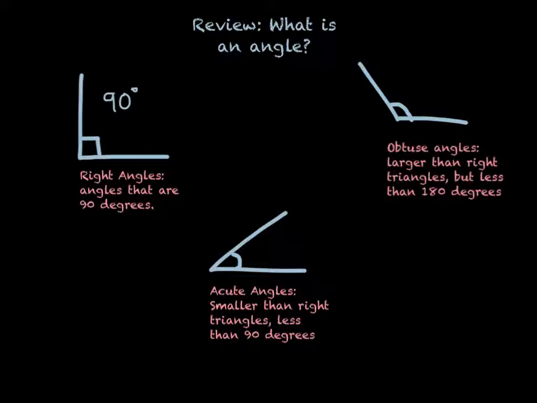And we like to remember acute by splitting up the word into a and cute, because they're small, and so we want to remember it that way because they're always smaller than the 90 degrees. And then lastly, we have our obtuse angles, which are larger than right angles, but also less than 180 degrees, because we want to remember that 180 degrees is a straight line. So our obtuse angle is between 90 degrees and 180 degrees.